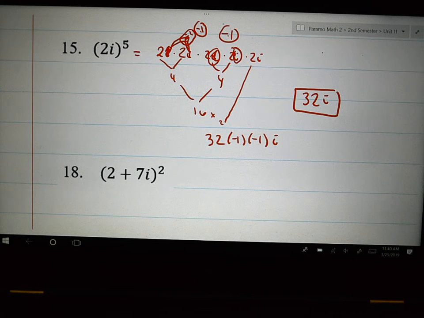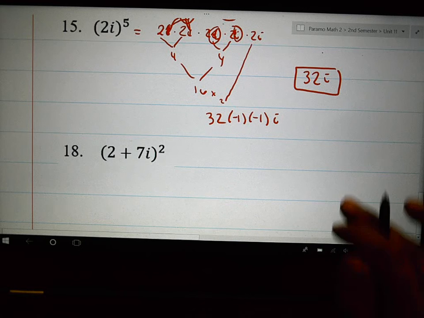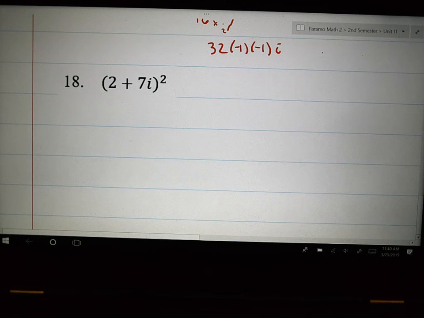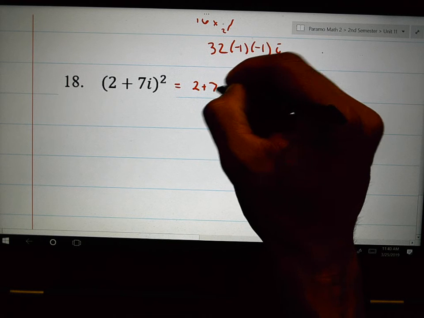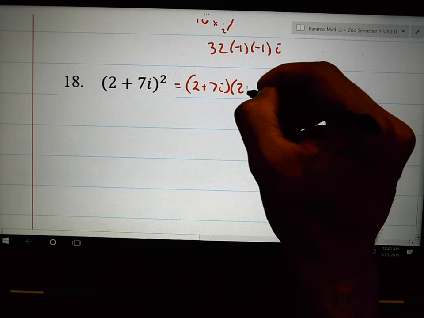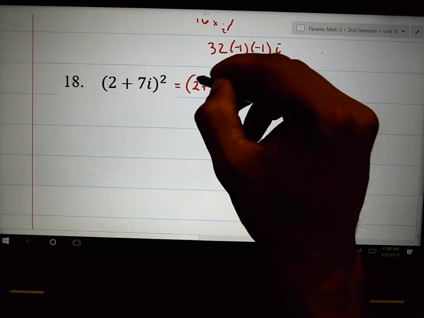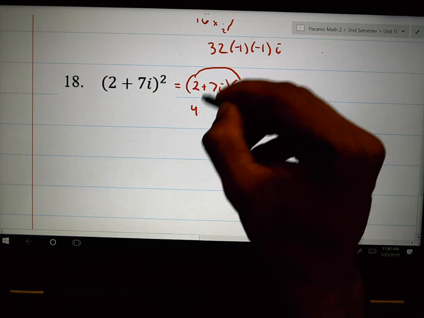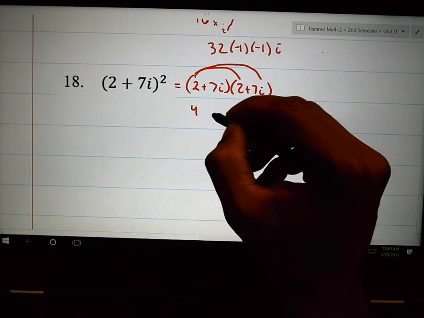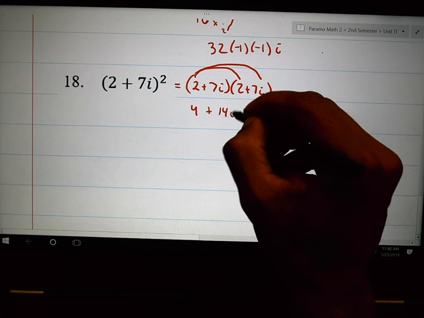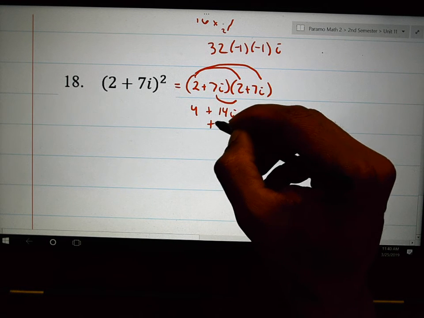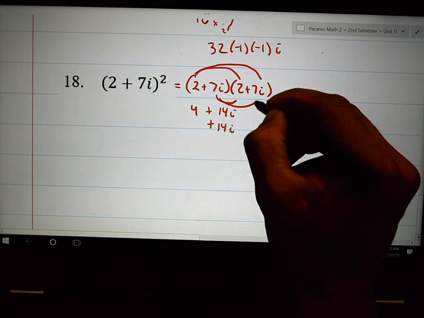The last thing that we do, the last example is number 18. If it says 2 plus 7i squared, it's 2 plus 7i times another 2 plus 7i, and you need to remember how to FOIL. First times first. First times the outside. Inside. Last.